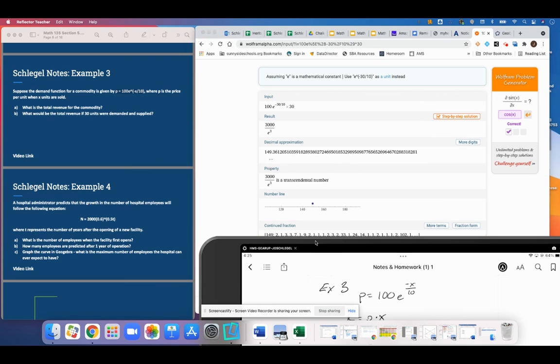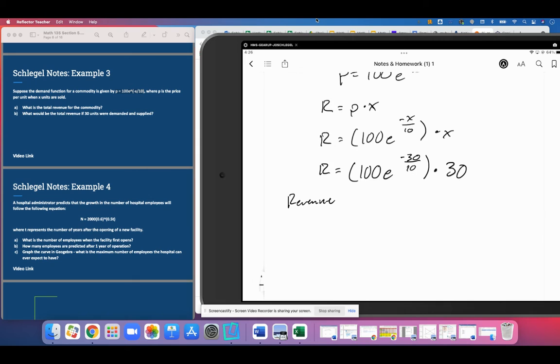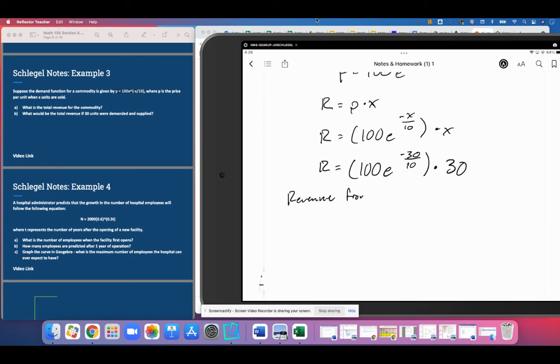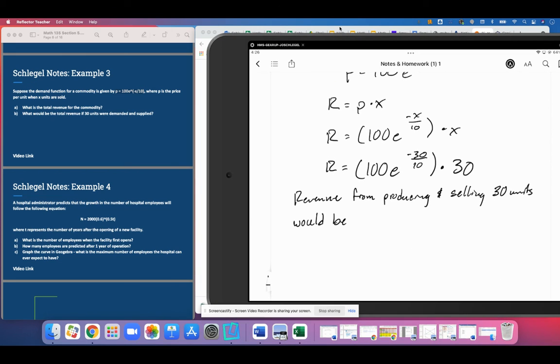So revenue, let me bring my iPad back up, from producing and selling 30 units would be, we got to move this, 149.36 if I remember right. 149.36, not bad for an old man. So $149.36.